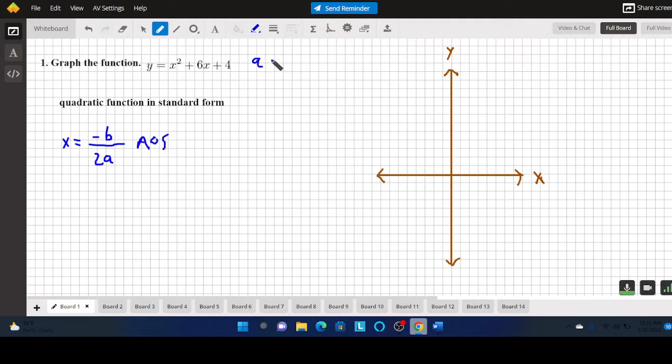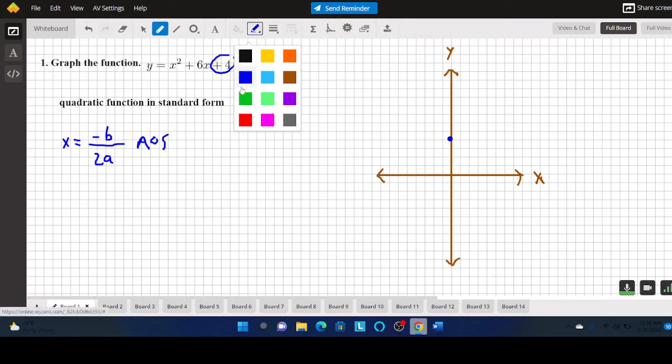We have a equals 1, b equals 6, and c equals 4. C gives us the y-intercept. 1, 2, 3, 4. Now let's go back and find the axis of symmetry and vertex.